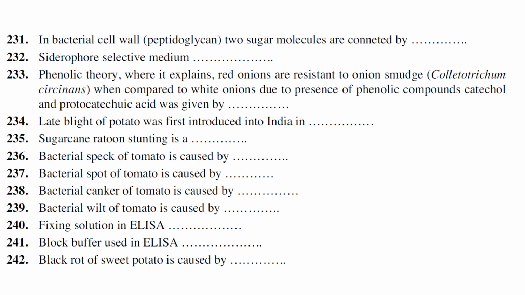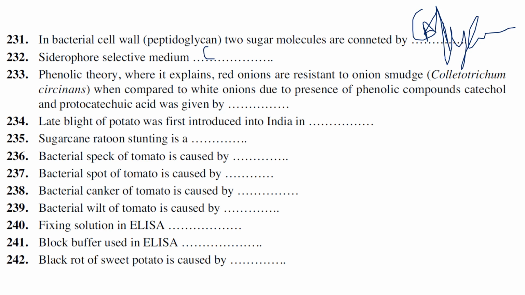In the bacterial cell wall, that is peptidoglycan, two sugar molecules are connected by. So what are the two sugar molecules? For example, NAG and NAM are the two sugar molecules, right? N-acetyl glucosamine and N-acetyl muramic acid are connected to form a beta 1,4 linkage. So these two sugars are connected by which bond? They are asking about the glycosidic bond. The bond is a glycosidic bond. For siderophore selective medium, CAS medium can be told, chrome azurol S, which is a selective medium.